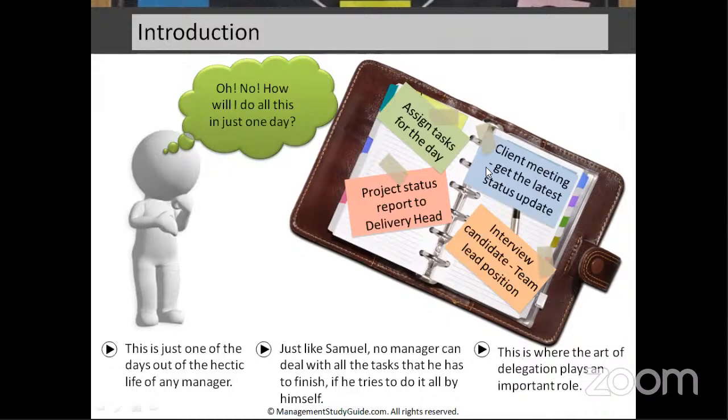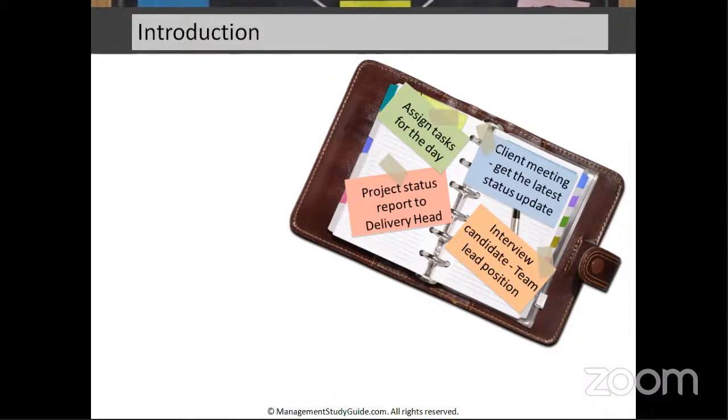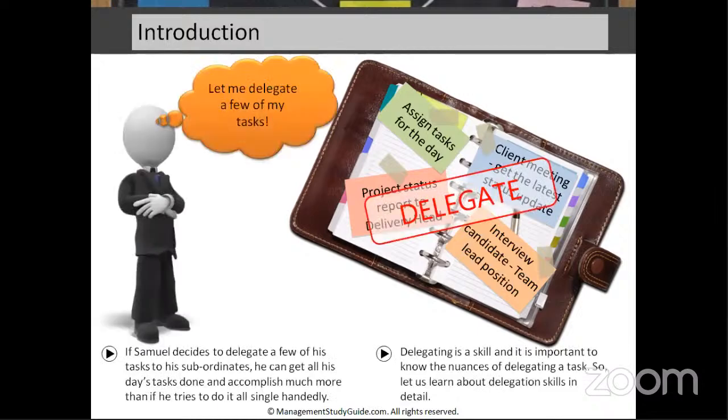This is just one of the days out of the hectic life of any manager. Just like Samuel, no manager can deal with all of the tasks he has to finish if he tries to do it all by himself. This is where the art of delegation plays an important role. If Samuel decides to delegate a few of his tasks to subordinates, he can get all his day's tasks done and accomplish much more than if he tries to do it all single-handedly.